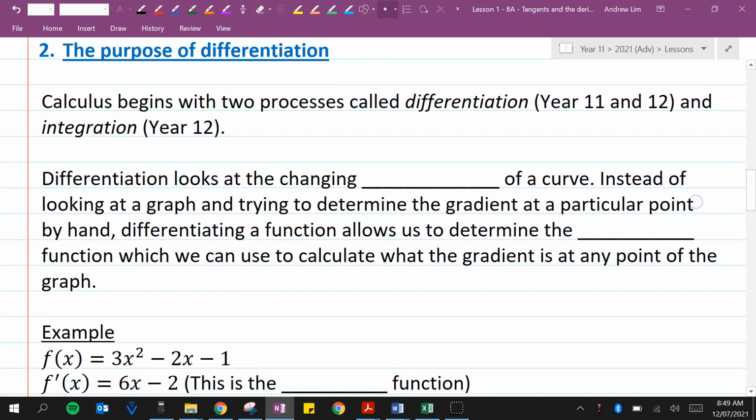So differentiation looks at the changing steepness of a curve. Instead of looking at a graph and trying to determine the gradient at a particular point by hand, differentiating a function allows us to determine the gradient function, which we can use to calculate what the gradient is at any point of the graph. So that means once we've worked out a gradient function, when we differentiate, we can just substitute values into x and then we'll know exactly what the gradient is.